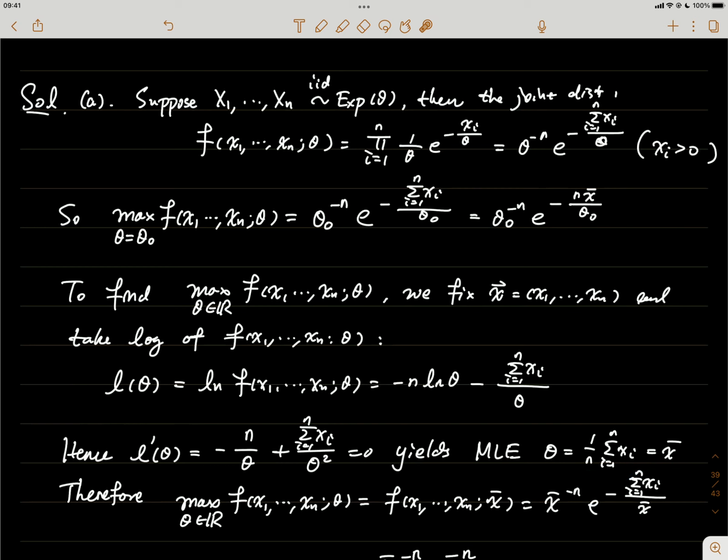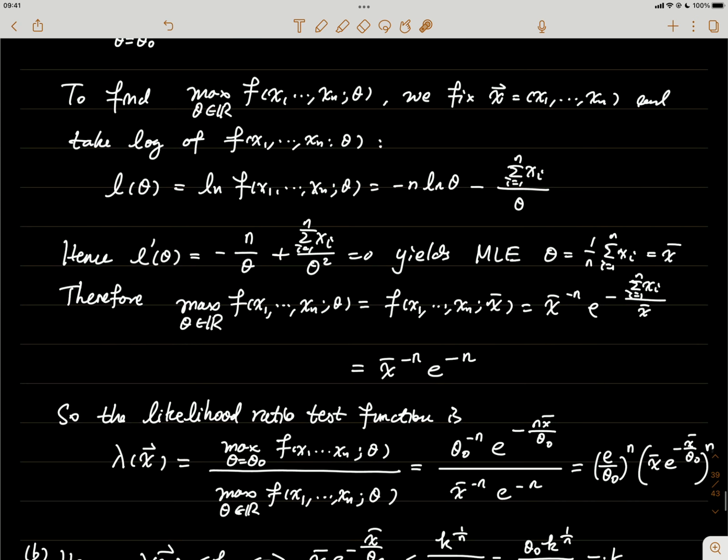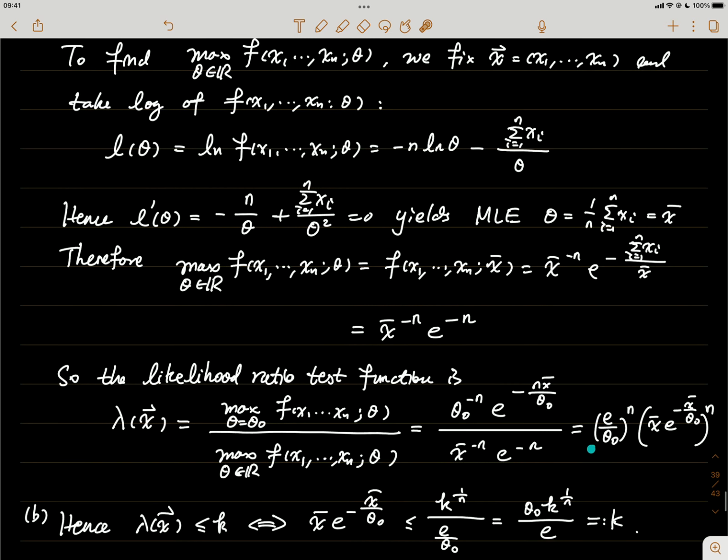So the maximum value of this for a fixed x will be this function with theta equal to the sample mean. When we plug in theta equals the sample mean, we get this. We can simplify because this is essentially just n x bar, and it cancels with the x bar below, and we just have this. This is the denominator in the likelihood ratio. The ratio of these two things, when we simplify it, becomes that.